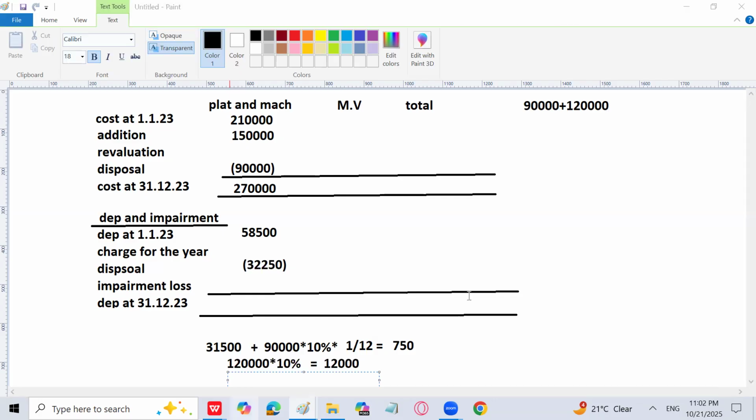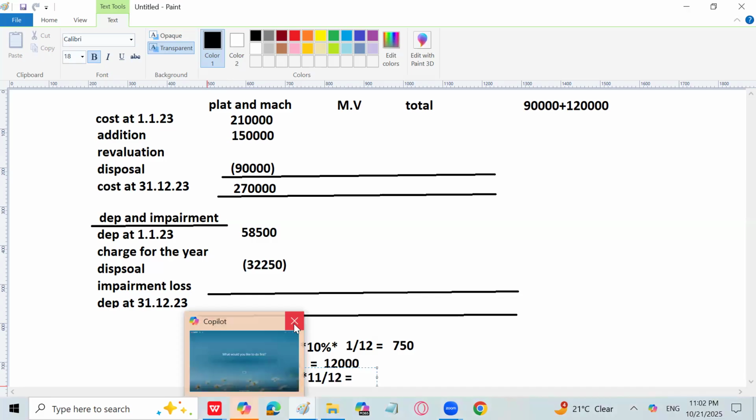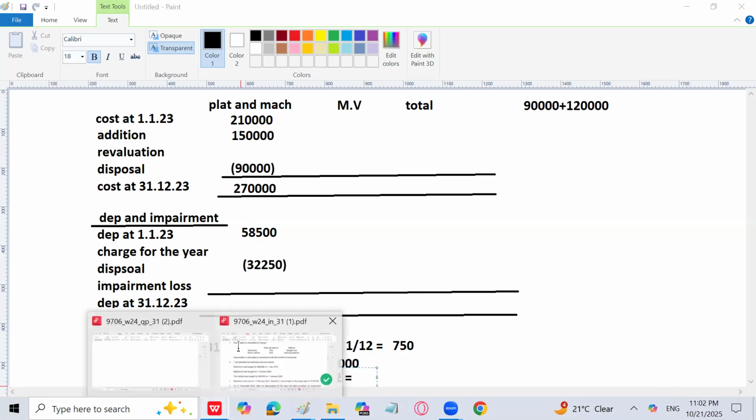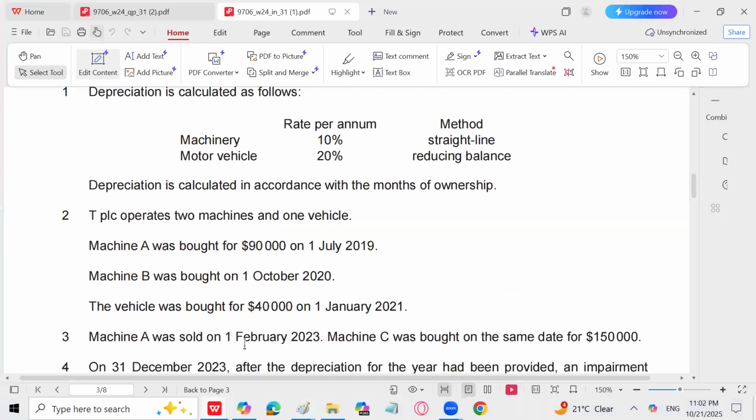And then we have a new asset which is purchased on 1st February for a price of 1,50,000 into 10% depreciation rate into 11/12. Why? Because it is supposed to be depreciated for 11 months. Let me show you why. On 1st February, machine A was sold, so it is depreciated for 1 month. And for the next 11 months, machine C was bought on the same date, so it is going to be depreciated for 11 months, from February till the end of the year, because we are going on a month-to-month basis.